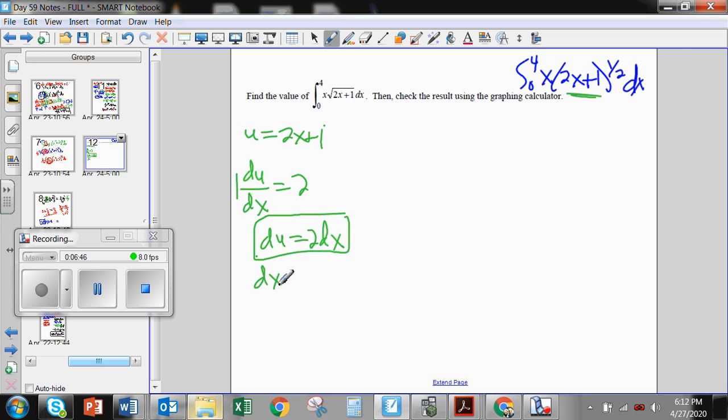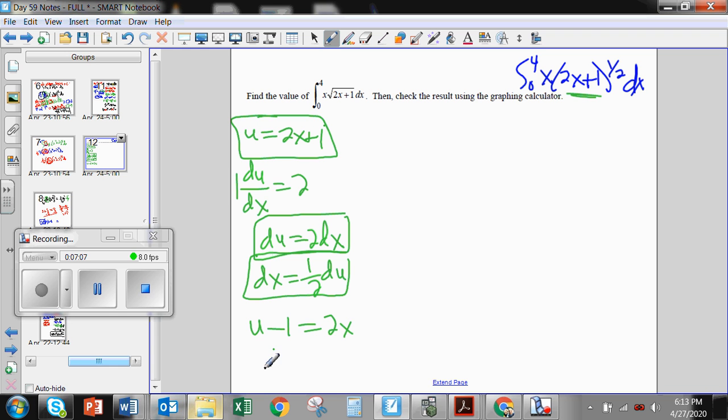Therefore, dx equals 1/2 du. Okay, and then lastly, we know u equals 2x plus 1. So now I'm going to subtract 1 from each side, and then we're going to divide by 2, which I'm going to show as multiplied by 1/2. Okay, so now our goal is to write everything in terms of u.